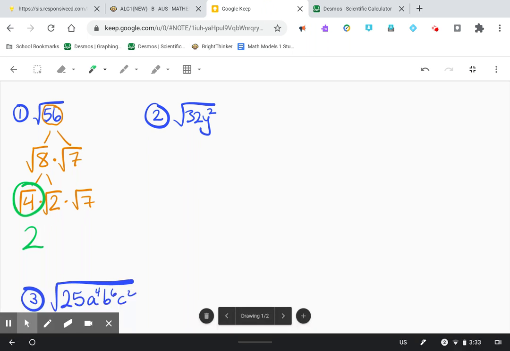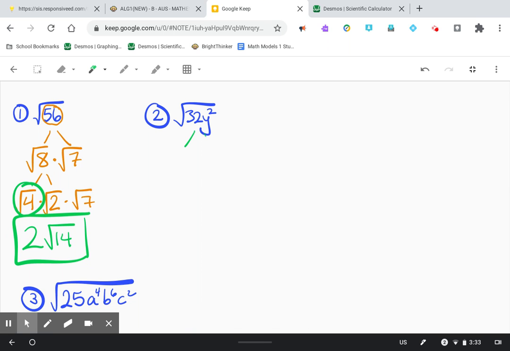So the square root of 4 is 2. And then 2 times 7 is 14. And so this would be 2 times the square root of 14. And so I want to break this down into perfect square roots and then simplify as I can. So like in number 2, 32 can be broken down into 16 and 2. And y is just y squared.